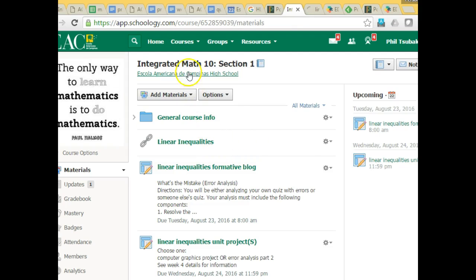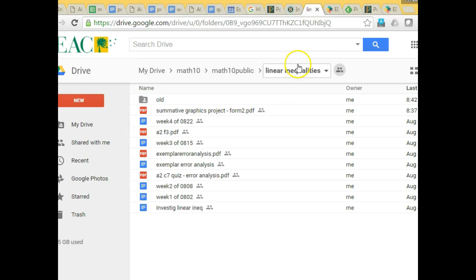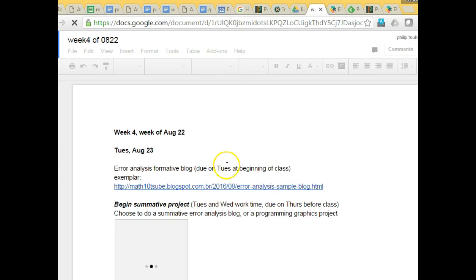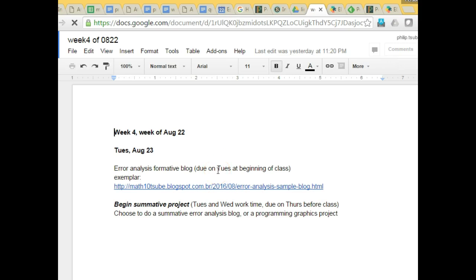You're going to go to your math class in Schoology, and then you're going to click on linear equalities. And you're going to click a couple times on the links. Eventually, you're going to get to this Google folder. In the Google folder, you're going to go to week 4. And inside week 4, you're going to see the assignments for today. And one of the things is going to be, let's see, begin summative project.